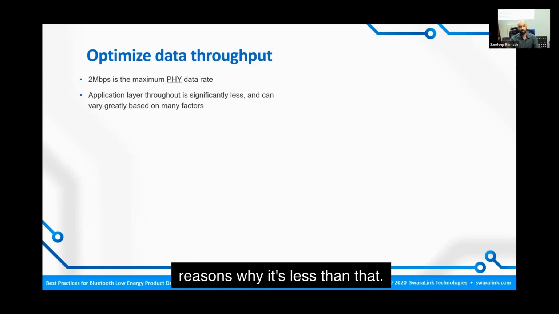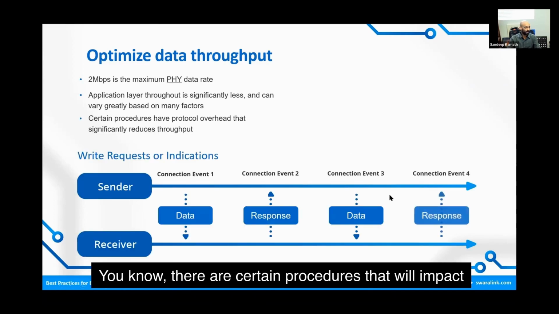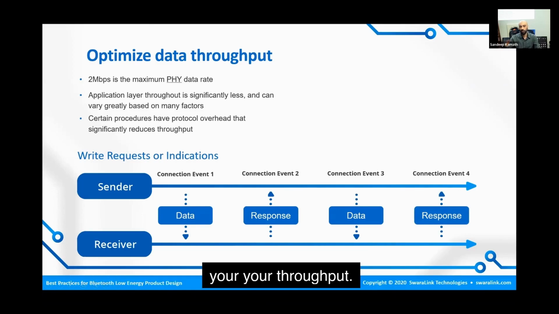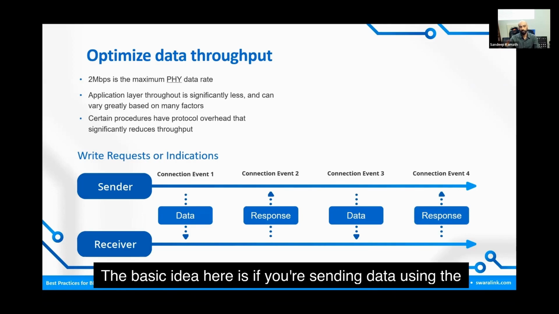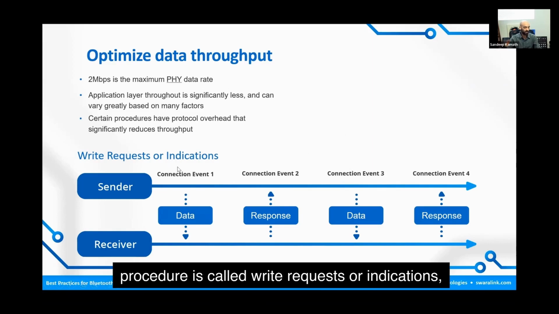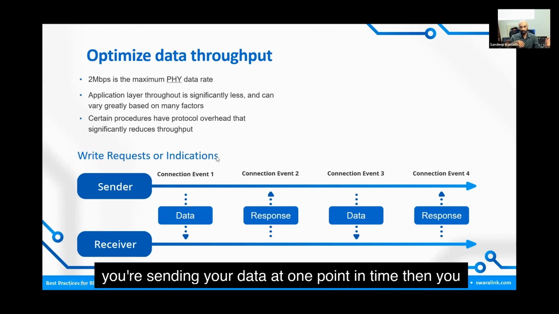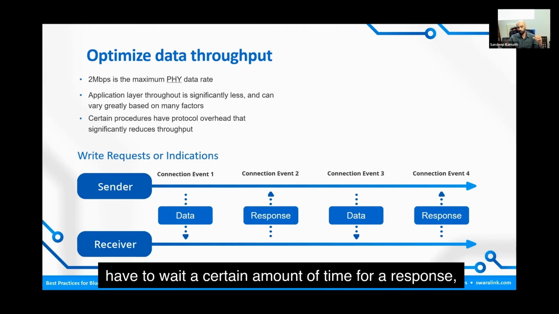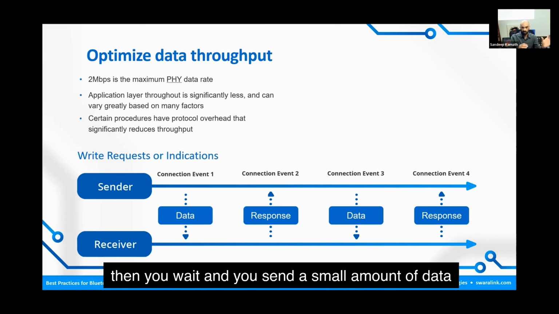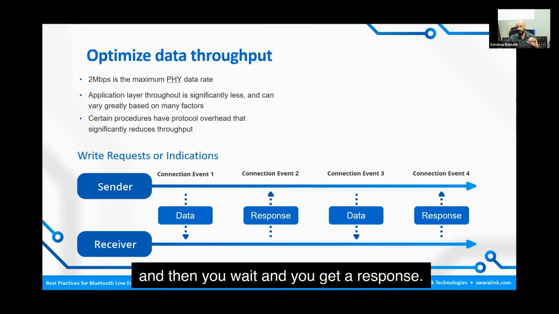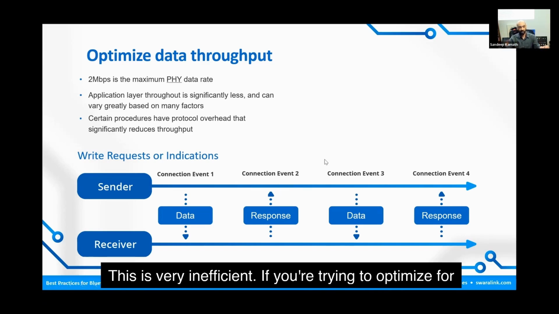There are certain procedures that will impact your throughput. The basic idea here is if you're sending data using the procedures called write requests or indications, you send your data at one point in time, then you have to wait a certain amount of time for a response. Then you send a small amount of data, and then you wait and you get a response. This is very inefficient if you're trying to optimize for throughput.